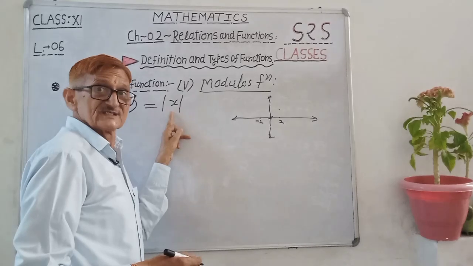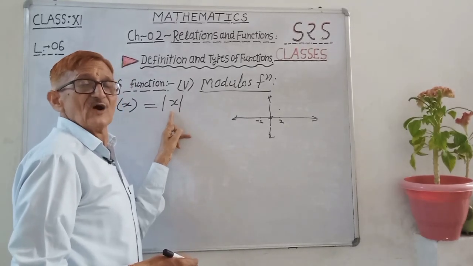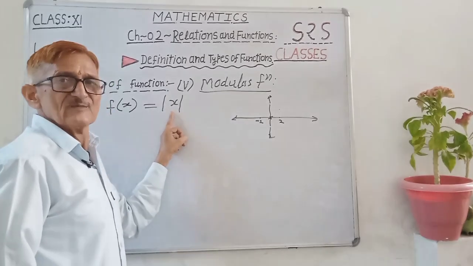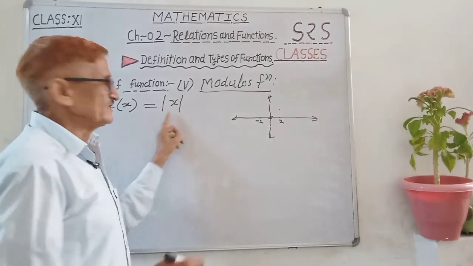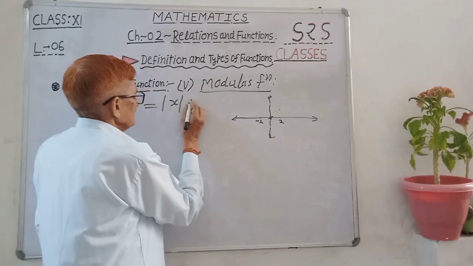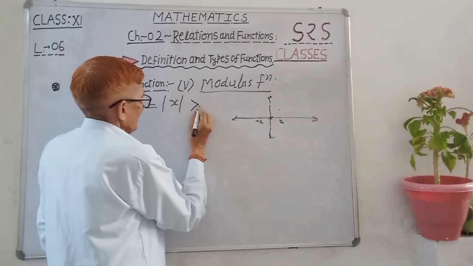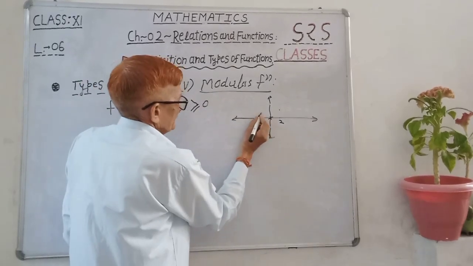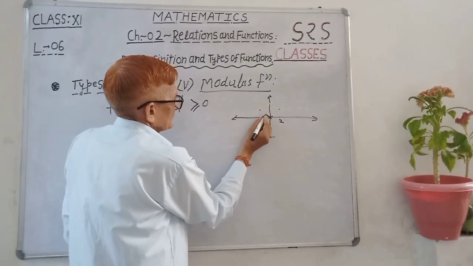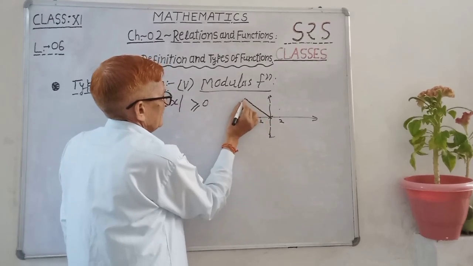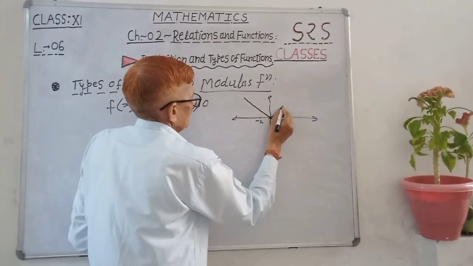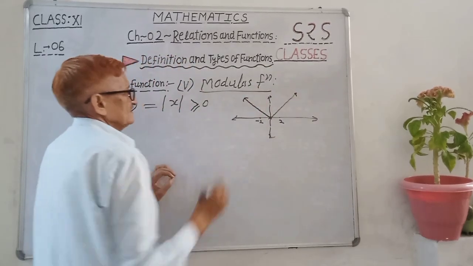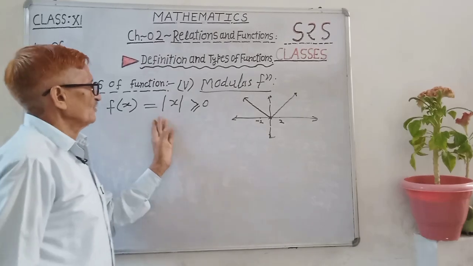Definition of the modulus function: understand what? The output will always be positive. For any value of x, any real number, modulus x will always be positive. So modulus x is always greater than or equal to 0. Okay, so now points will come here, and this type of graph will be formed. For any real number x, then y. This is the graph of the modulus function.